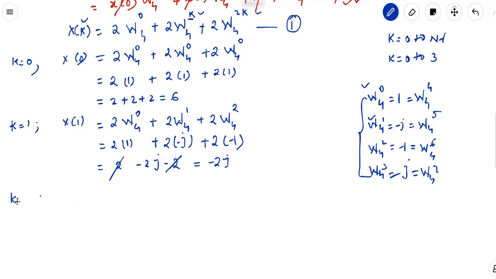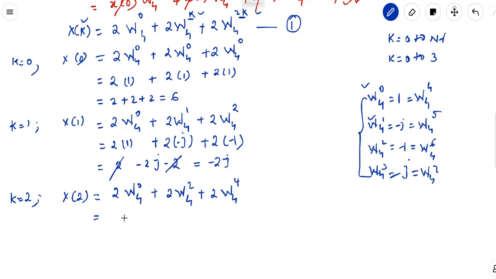Okay, so the next value is 2. So this becomes x of 2 is equal to, in this equation 1 I'm going to substitute. Okay, so this becomes 2 of omega 4 of 0 plus 2 into omega 4 of 2. I'm substituting in equation 1, plus 2 into omega 4 of, that is 2 into 2, this becomes 4. So can you see, 2 into 2, this becomes 4. Okay, because the value of k is 2.